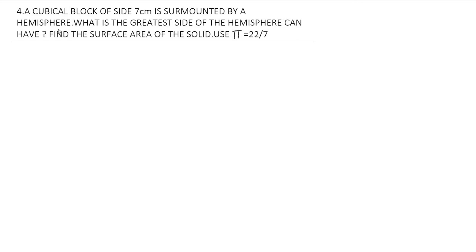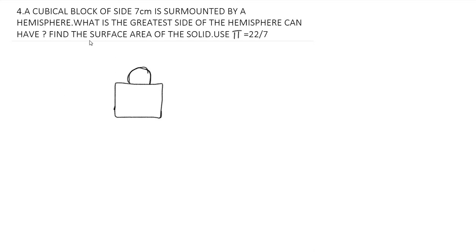What they have given actually, a cubical block is surmounted by a hemisphere. Okay. A cubical box is there. I'm just drawing one face of a cubical box. Okay. And on that hemisphere is mounted. Okay. Now we are supposed to find the surface area of the solid.